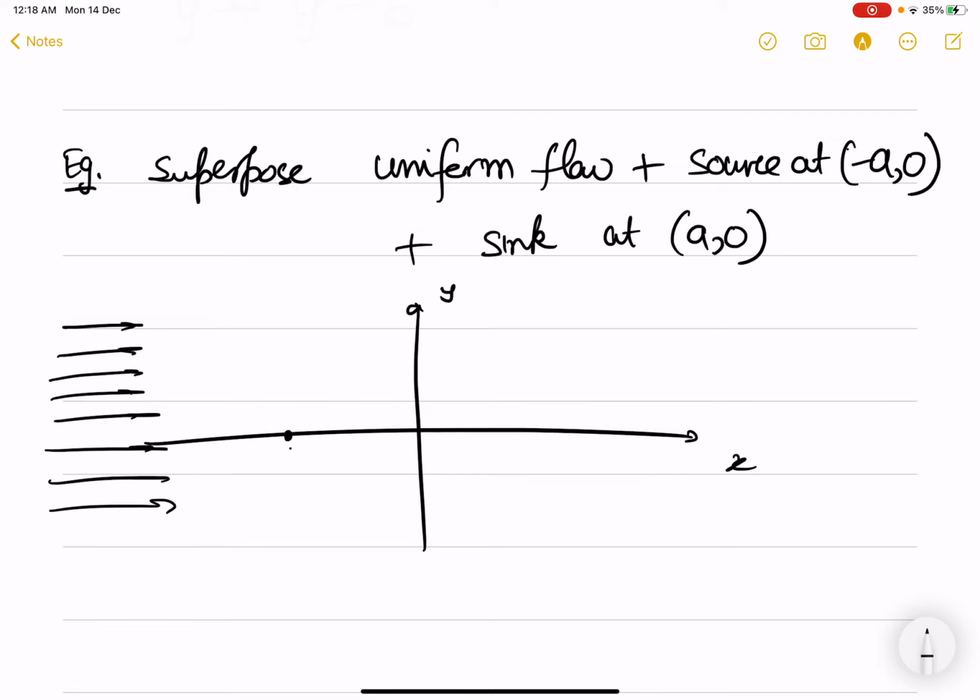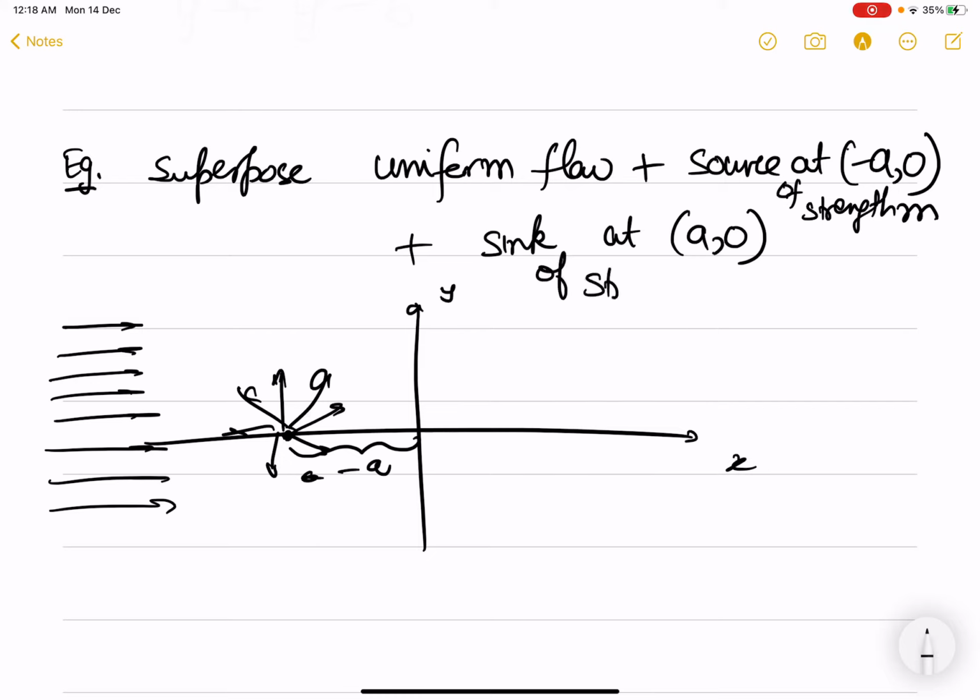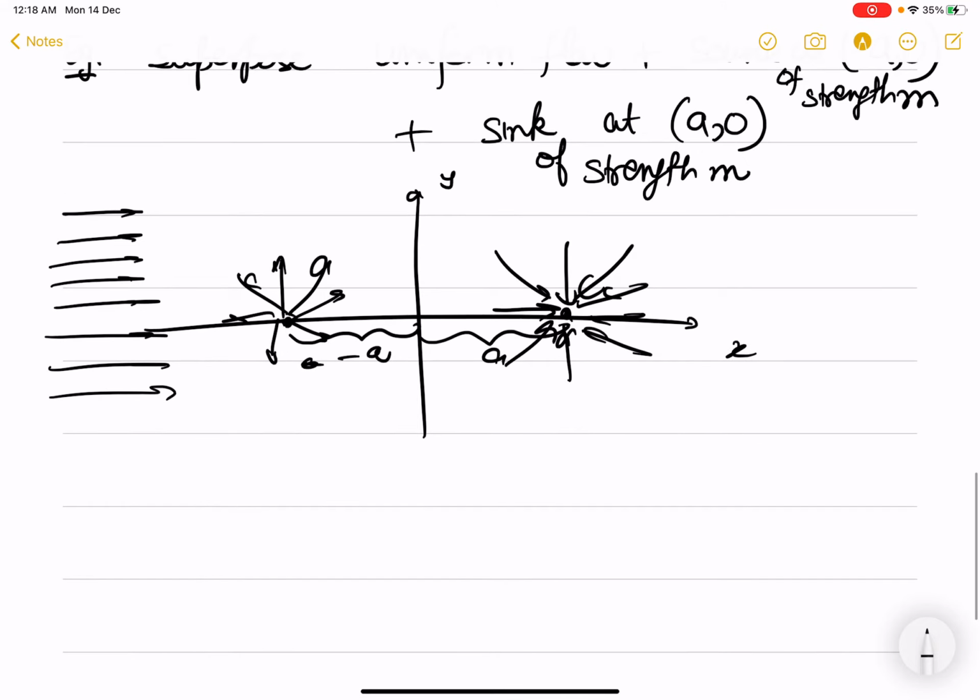Then we have, at a distance a from the origin on the left, a source of strength m. And the sink also is of the same strength, a sink of strength m, at this distance a on the right. And the question we pose is, what is the superposed phi? What is the superposed psi?